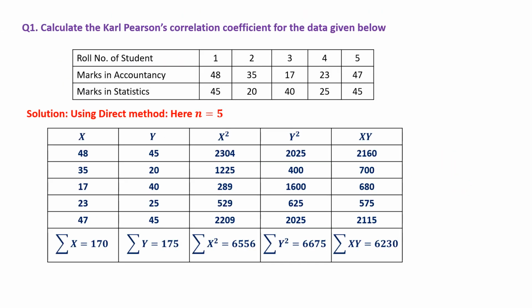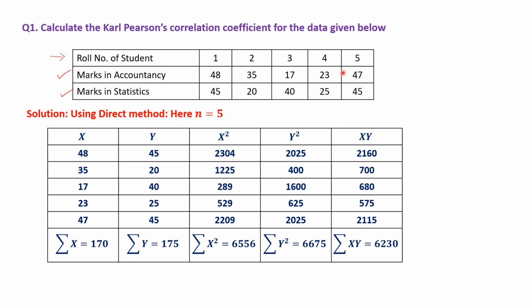So let's take up problem number 1, where we are asked to calculate Karl Pearson's correlation coefficient for this given data. So we are given the roll number of a student, marks in accountancy, and marks in statistics. When we are trying to find the correlation coefficient, it's obvious that we are trying to find the correlation between the marks in the two subjects, accountancy and statistics. The roll number of a student does not play any important role, and therefore we shall start constructing the table by taking the marks in accountancy as x and marks in statistics as y.